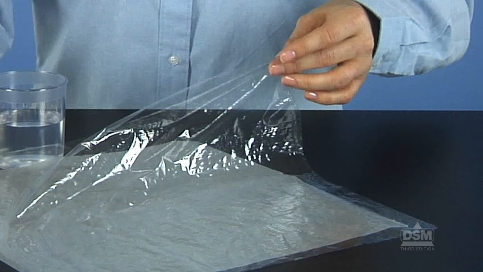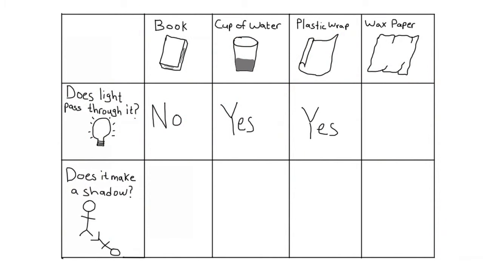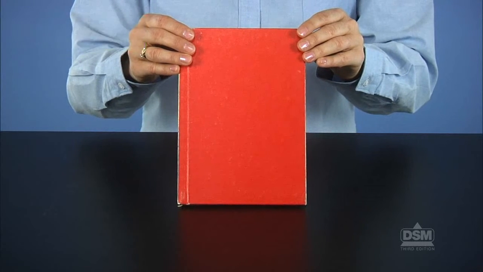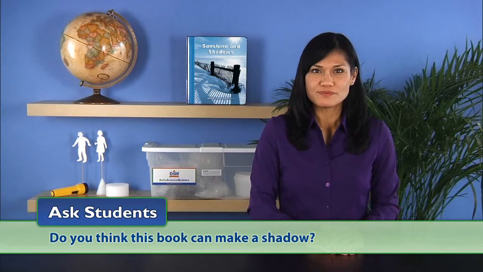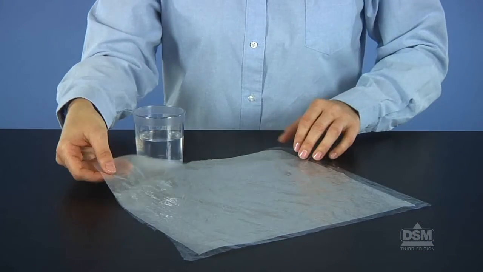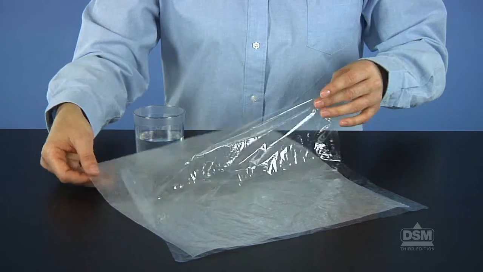If some students answer that the light cannot go through the objects, hold the object up close to them so they can try to see through it. Record the answers on the first line of the chart. Hold up the book again and ask students, do you think this book can make a shadow? Students should respond yes. Then, hold up the tumbler of water, the waxed paper, and the plastic wrap and ask whether these objects will create a shadow. Do not confirm or deny the students' responses at this time.